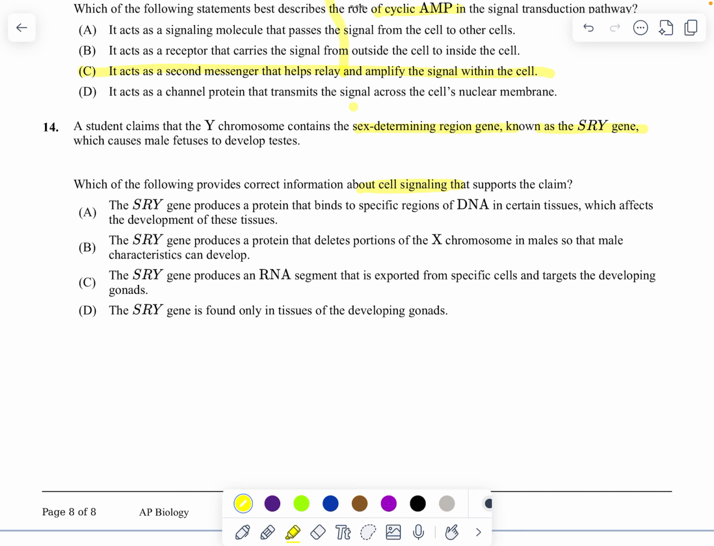Well, signaling is all about three different things, right? And so you have to be able to bind. That's a good word. Deleting the portion of the chromosome, that would not be based upon cell signaling. RNA would be, that's all, again, translation. And then that's anatomy in letter D. So the answer is A, because it says binds to specific regions. Remember, binding, right? The signal binds. And then we have a signal transduction cascade, and then we get a response.